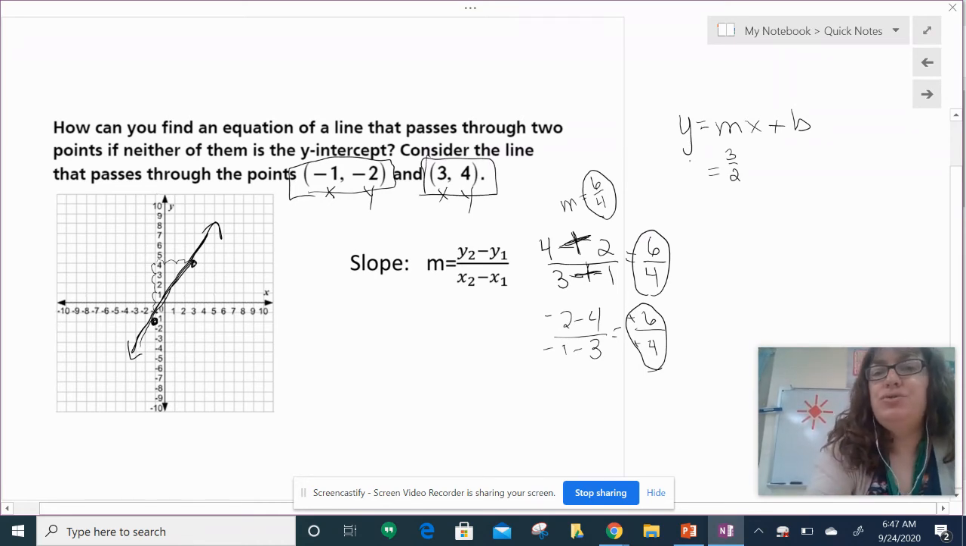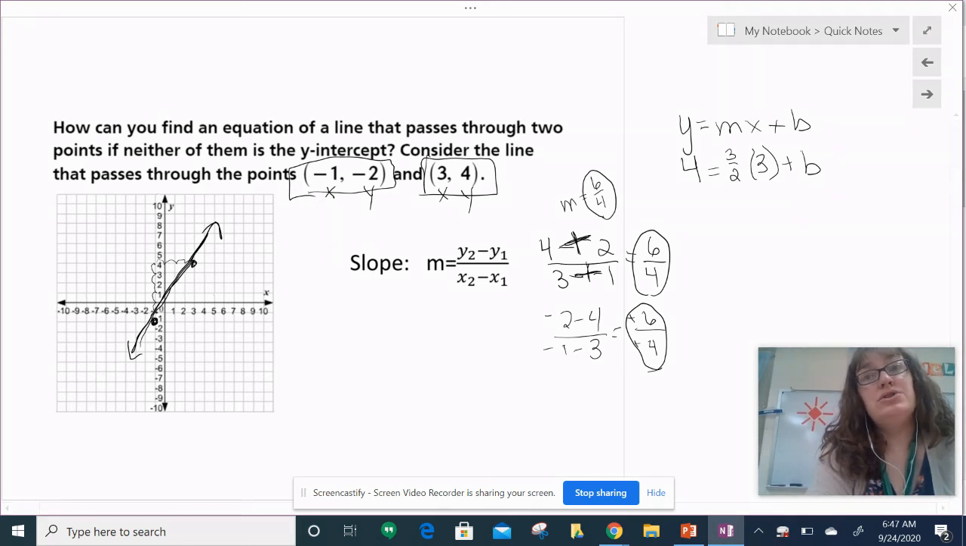And so I'm going to choose to use 3, 4, and I'm going to put the 4 in the y position, and I'm going to put the 3 in the x position. And that leaves only one variable of b. And so now I'm just solving an equation trying to figure out what b could be. So I end up with 4 is equal to, simplifying, 3 halves times 3 gives me 9 halves plus b.